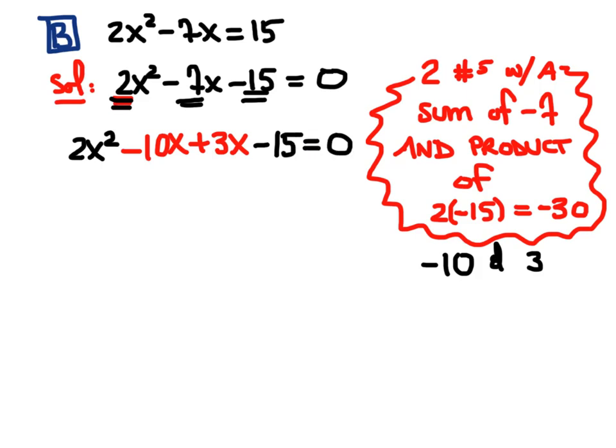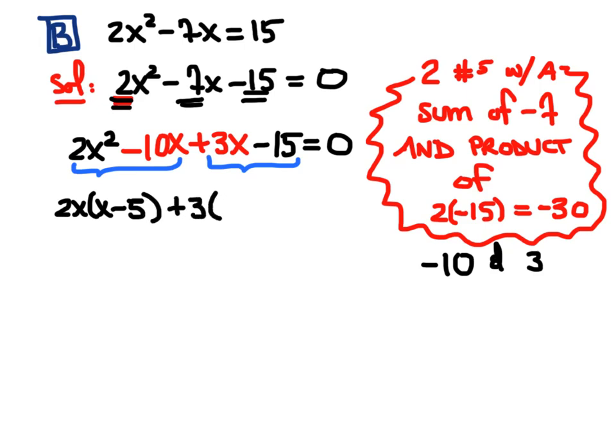And then we factor by grouping. So I group the first two terms together and the second two terms together, and I factor out a greatest common factor. For the first two terms, your greatest common factor is 2x, which leaves you with x minus 5. And in the next term you have a greatest common factor of 3, which leaves you with x minus 5.